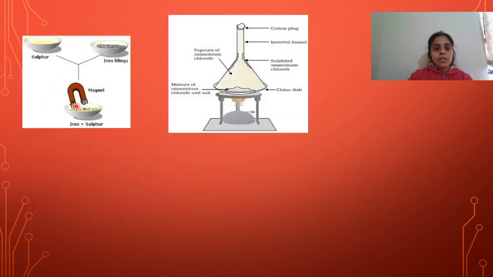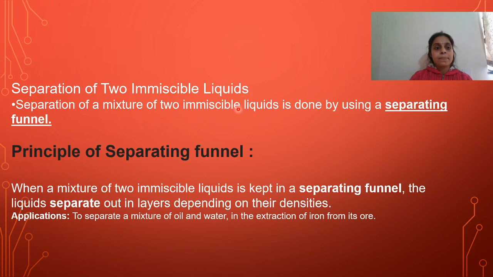You can see the use of magnet here. So iron gets attracted. And this is the sublimation process which you have already studied in the first chapter. So this was already sent through video recording, so go through that. And how to separate two immiscible liquids.